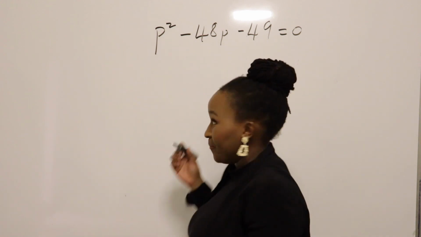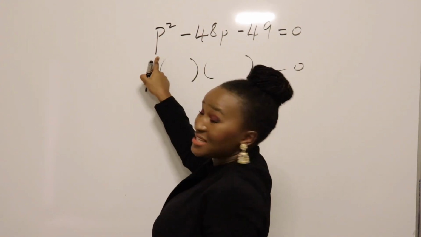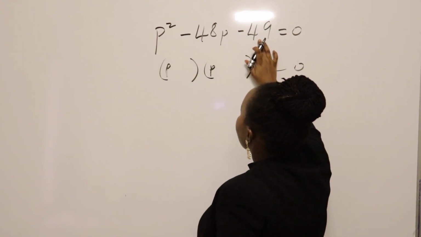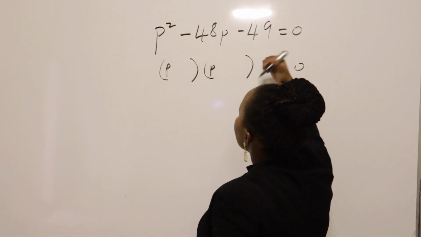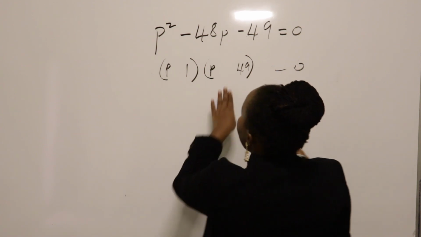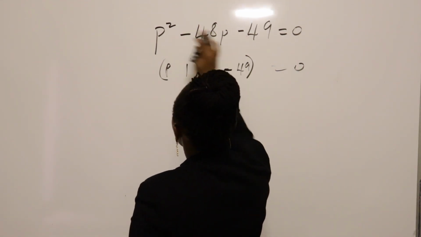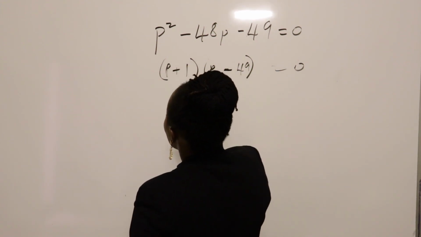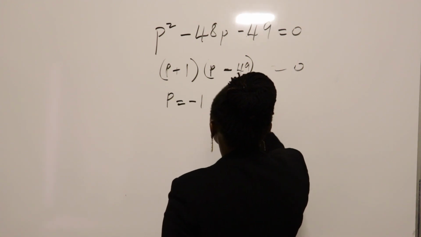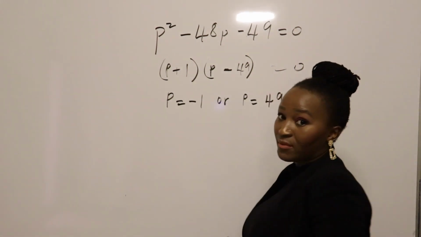Or you can just open two brackets, equal to 0, find the factors of the first term, which is p and p. Then find the factors of the second term, that will give you the middle term. So it's obviously 49 and 1, right? The middle term takes the sign of the bigger number, then plus 1. So your p will be equal to -1, or your p will be equal to 49.